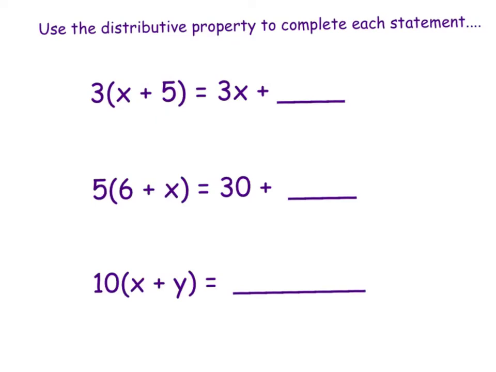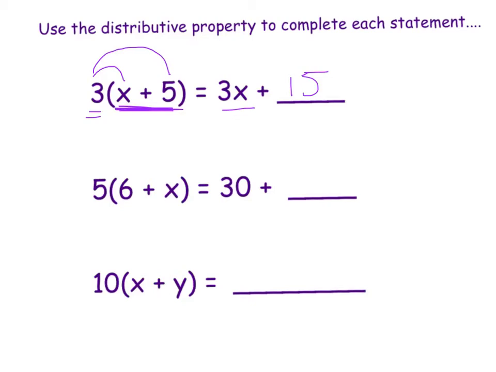So let's practice with some examples. Here's our sum. We are going to multiply first. Both of these terms are being multiplied by 3, so we can do the multiplication first. 3 times x, 3x. 3 times 5 is 15. The most common mistake is forgetting to multiply that second term.